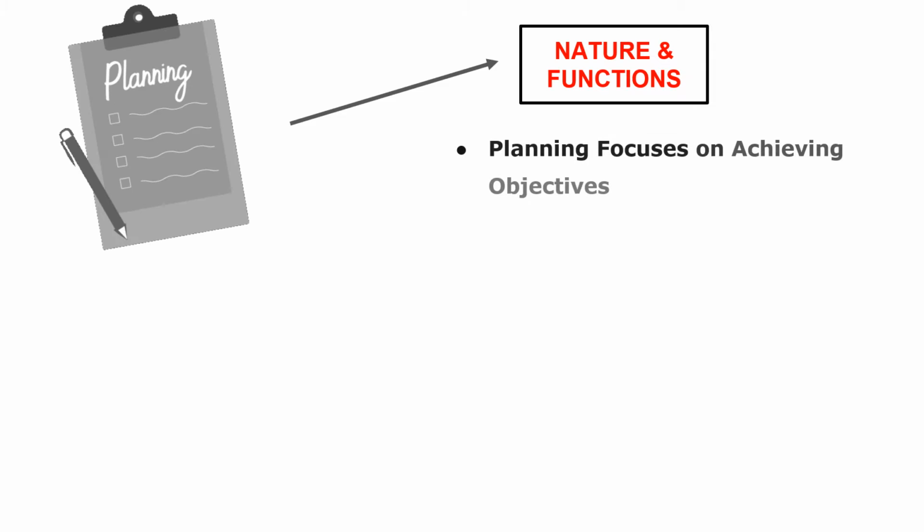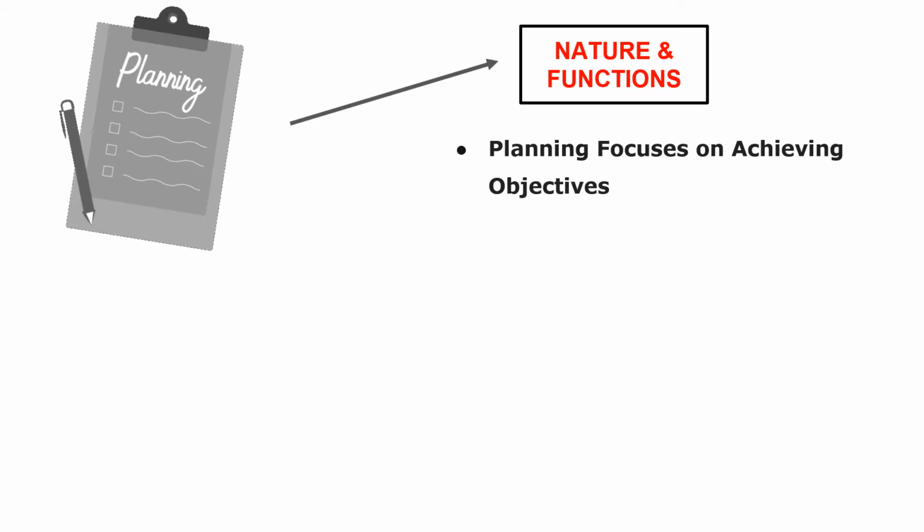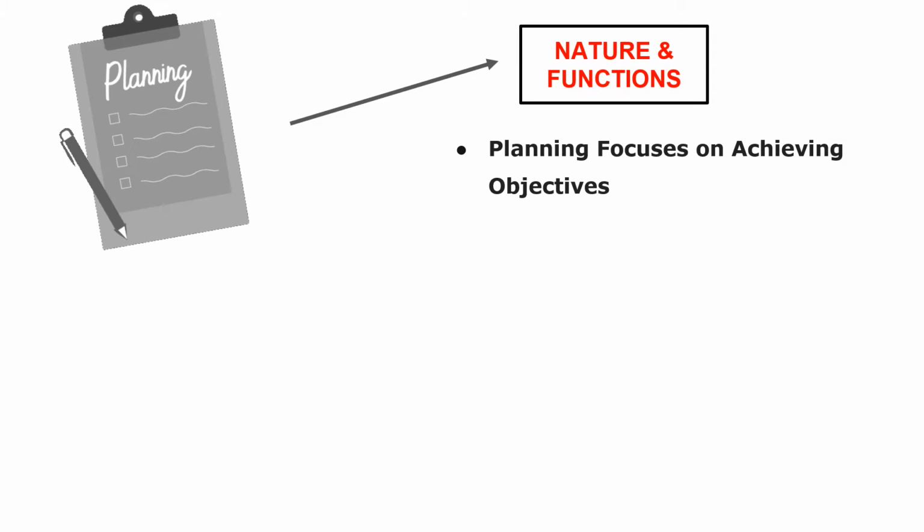The first one is planning focuses on achieving objectives. Management begins with planning and planning begins with the determination of objectives. In the absence of objectives, no organization can ever be thought about. With the determination of objectives, the way to achieve the objective is decided in the planning.